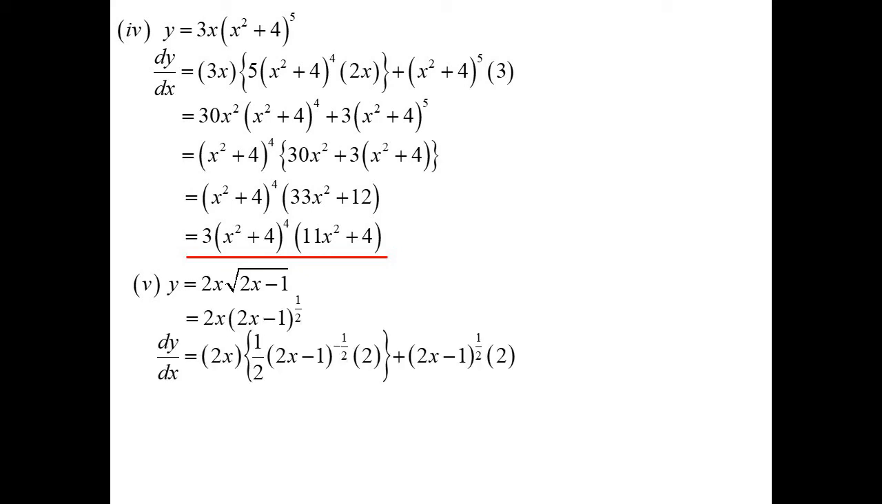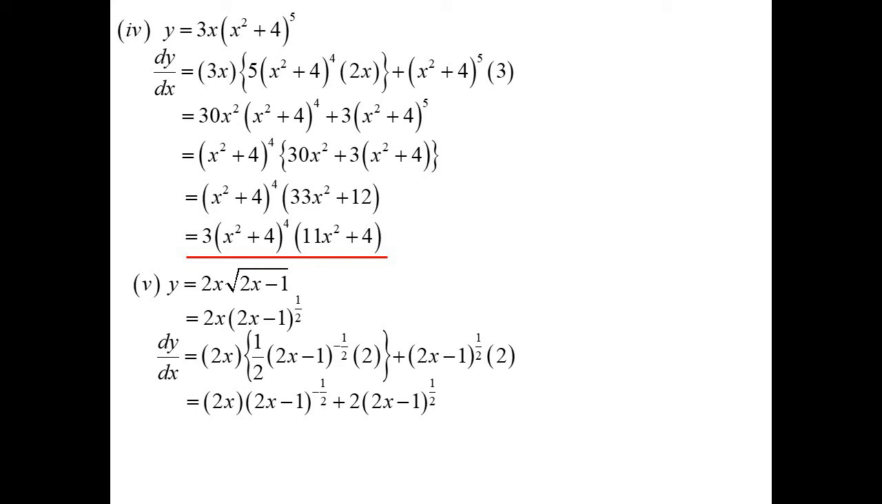Before I can do this, I've got to put it into index form. I get 2x times 2x minus 1 to the power of a half. Write down the first, 2x. Diff the second, ooh, but now I have to use the chain rule. Bring down the power, a half. Lower the power, negative a half. Diff the inside, we get 2. Plus, write down the second, 2x minus 1 to the power of a half. Diff the first, 2.